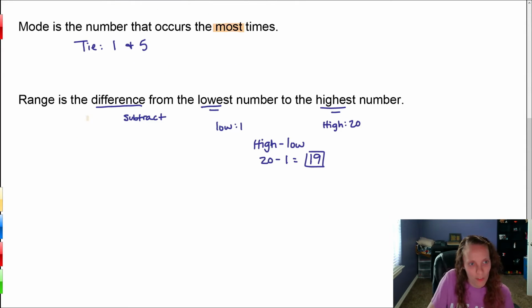Range is the difference from the lowest number to the highest number. So you figure out what is the lowest number that's listed and what is the highest number that's listed. Subtract those two numbers and that gives you the range from the lowest to the highest.